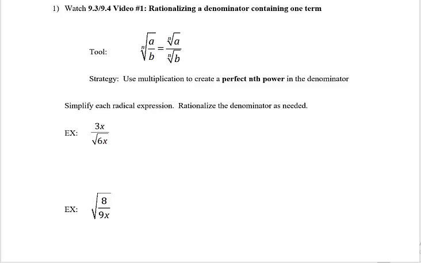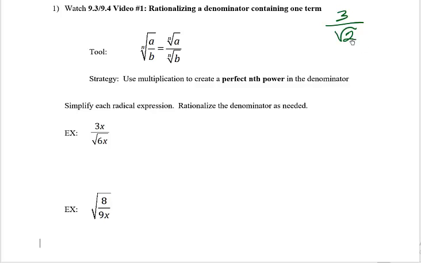This is video number 1 for sections 9.3 and 9.4, rationalizing a denominator containing one term. We've talked a little bit about this topic before. Rationalizing the denominator is a fancy way of saying get rid of any radical symbols that are at the bottom of a fraction. So you might remember back in chapter 7 we talked a little bit about this. Radicals at the bottom are considered unhelpful and unsimplified.